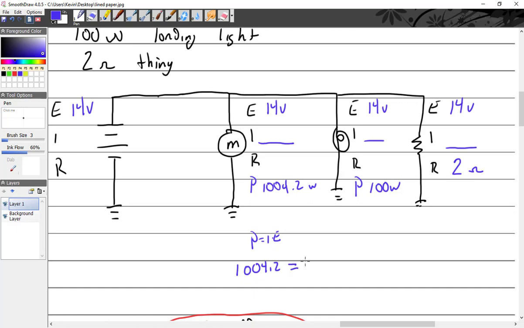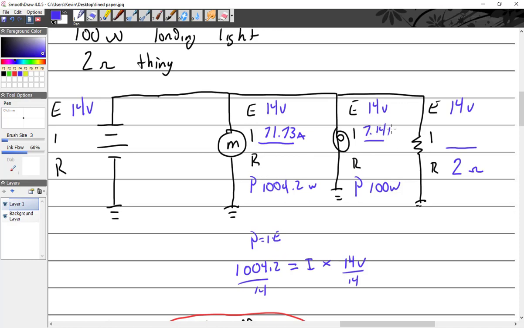1004.2 equals I times 14. And now what can I do to both sides? Divide by 14. Divide both sides by 14. That's going to solve for me. So what do you get? 7.1? 7.3 amps. All right, do the same thing over here. So it's really just 100 divided by 14. 7.14.